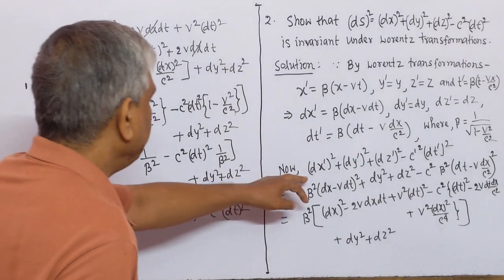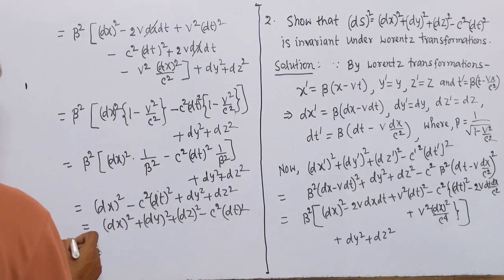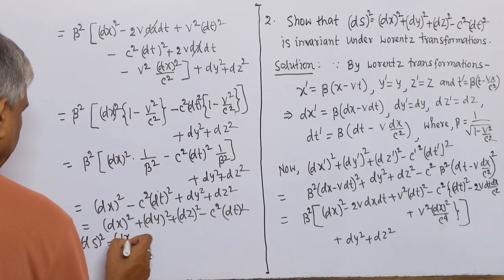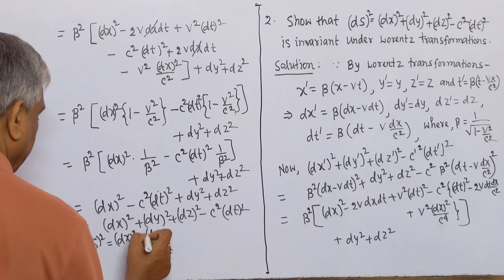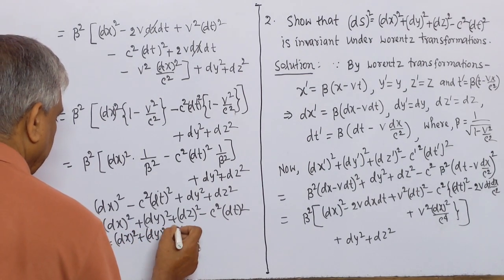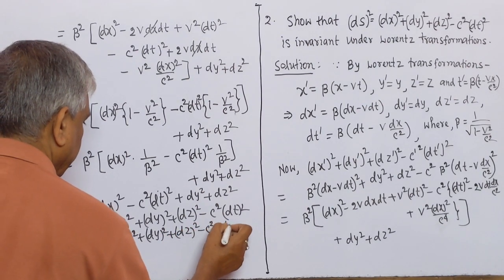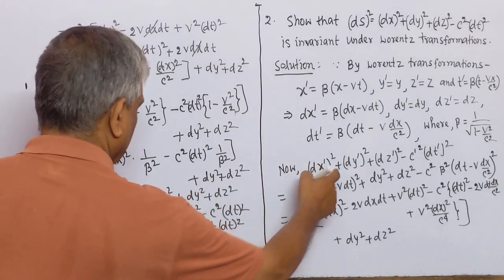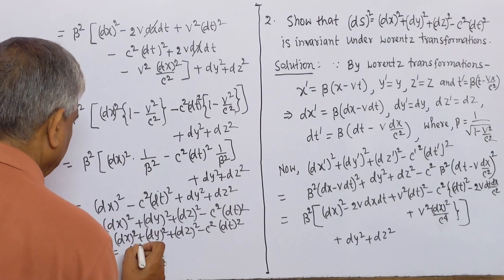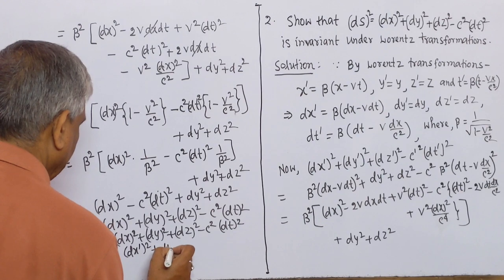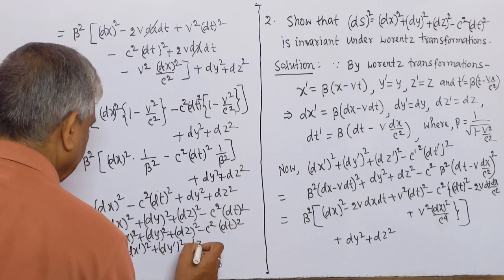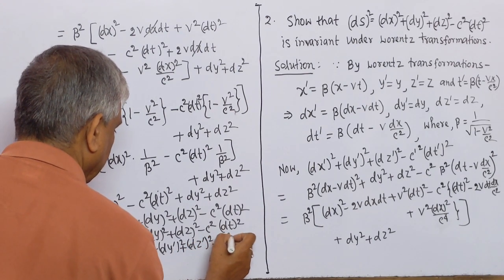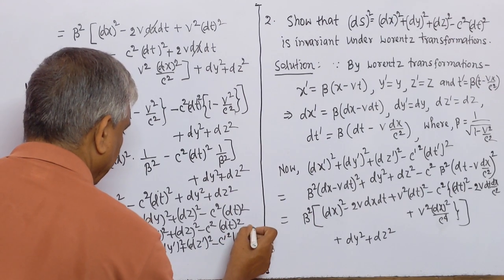So in both systems this quantity is the same, since ds square equals dx square plus dy square plus dz square minus c square dt square, and this equals dx prime square plus dy prime square plus dz prime square minus c prime square dt prime square.